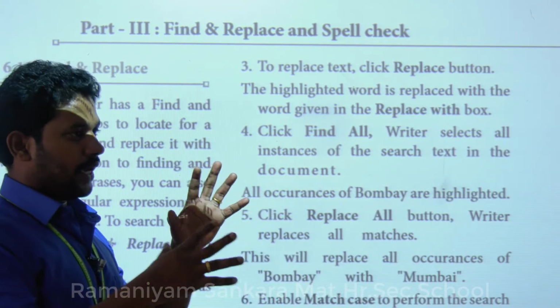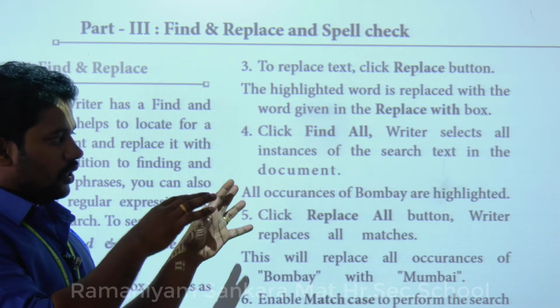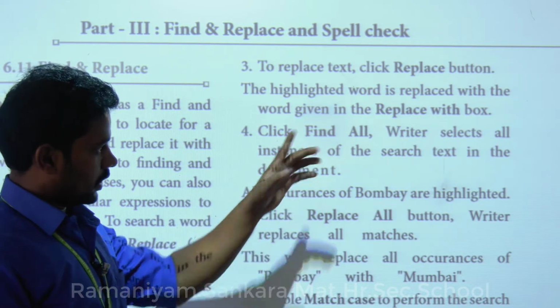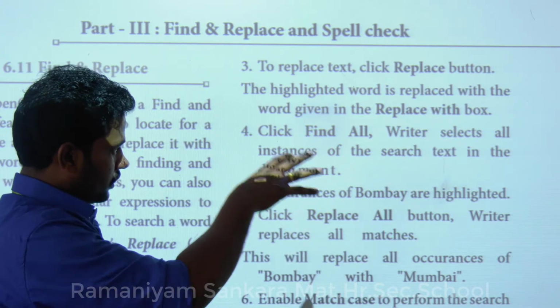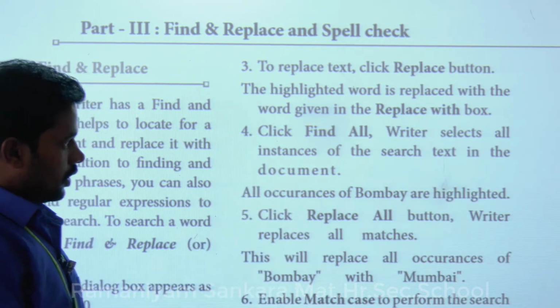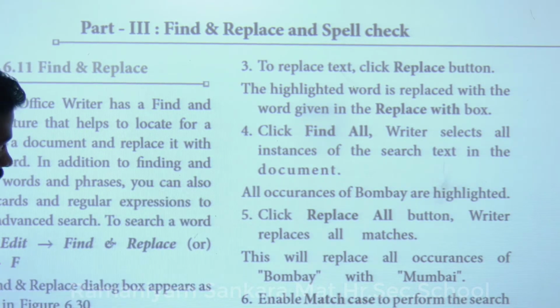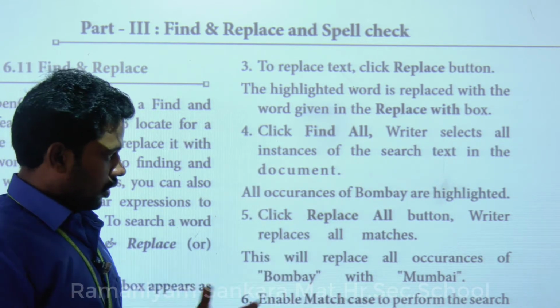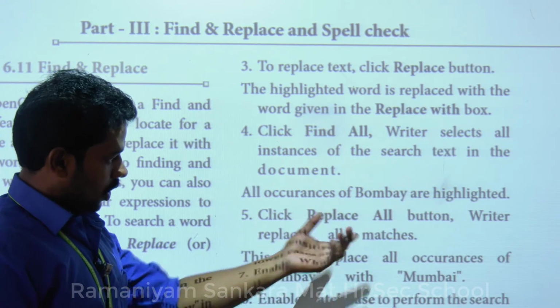If you want to find the word like Bombay in all the paragraphs, in such cases you have to click on find all. The writer selects all the instances of the search text in the document. And step number 5, click the replace all button, writer replaces all matches.